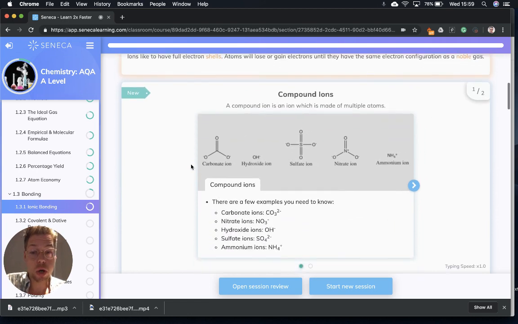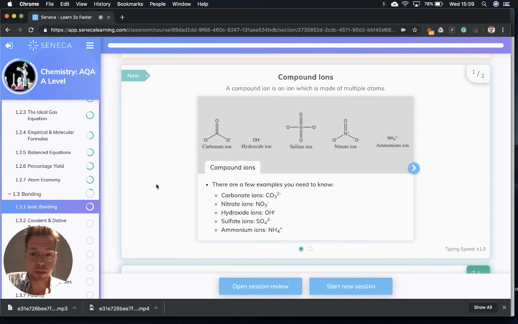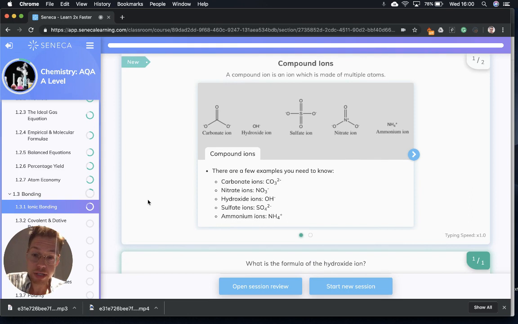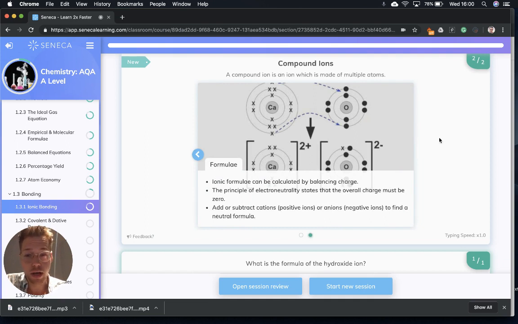Next, we need to talk about compound ions. Now, we've got a list coming your way. I love a list, but they're not always the most fun thing to listen to. But there are some really important ions you need to know for your exam. We're going to start off with carbonate, that's CO3 2-. We're then going to go down to nitrate, NO3-, hydroxide, OH-, sulfate, SO4 2-, and ammonium, NH4+. Those are the ones you need to know for your exam. It's only 5, it's not that bad, you'll be fine.